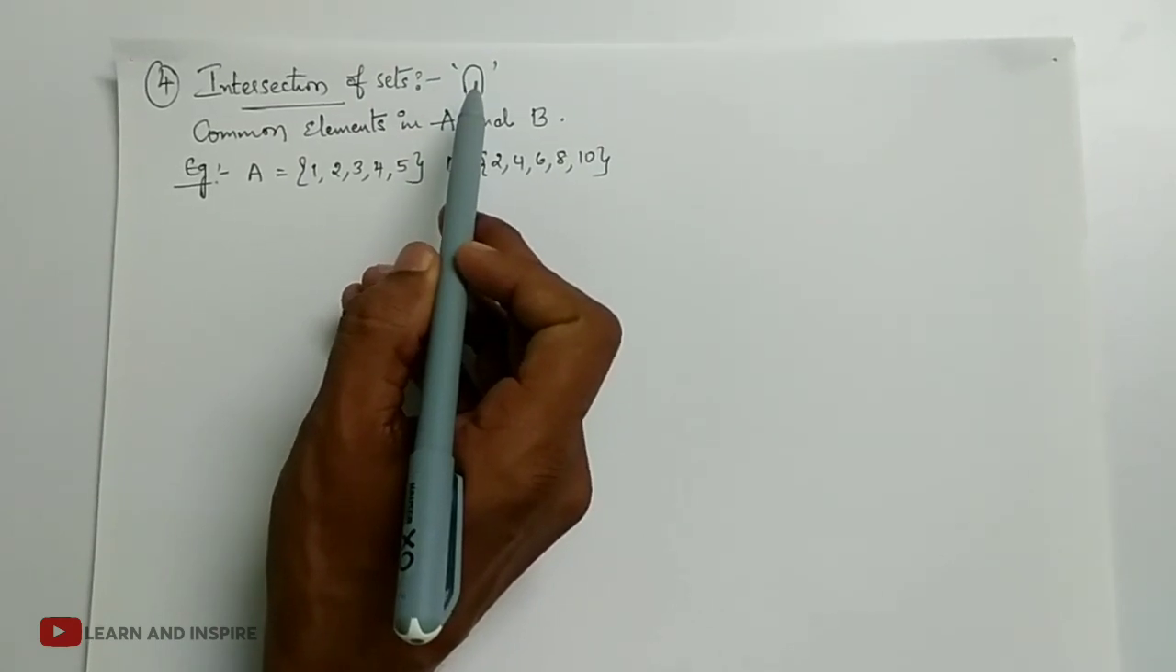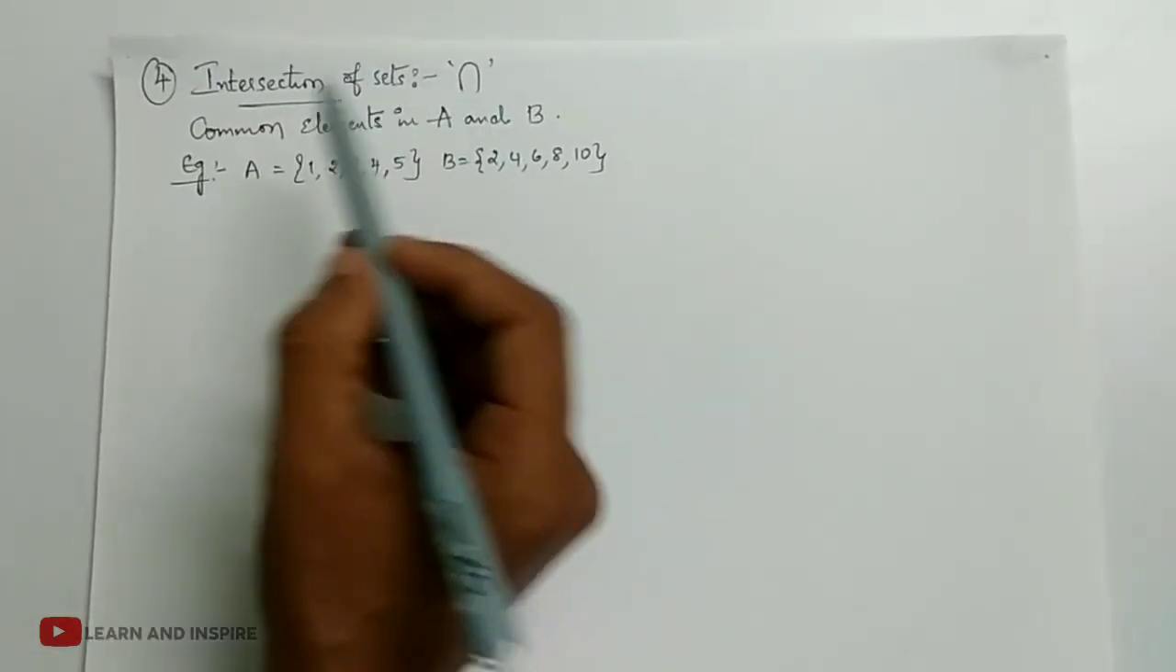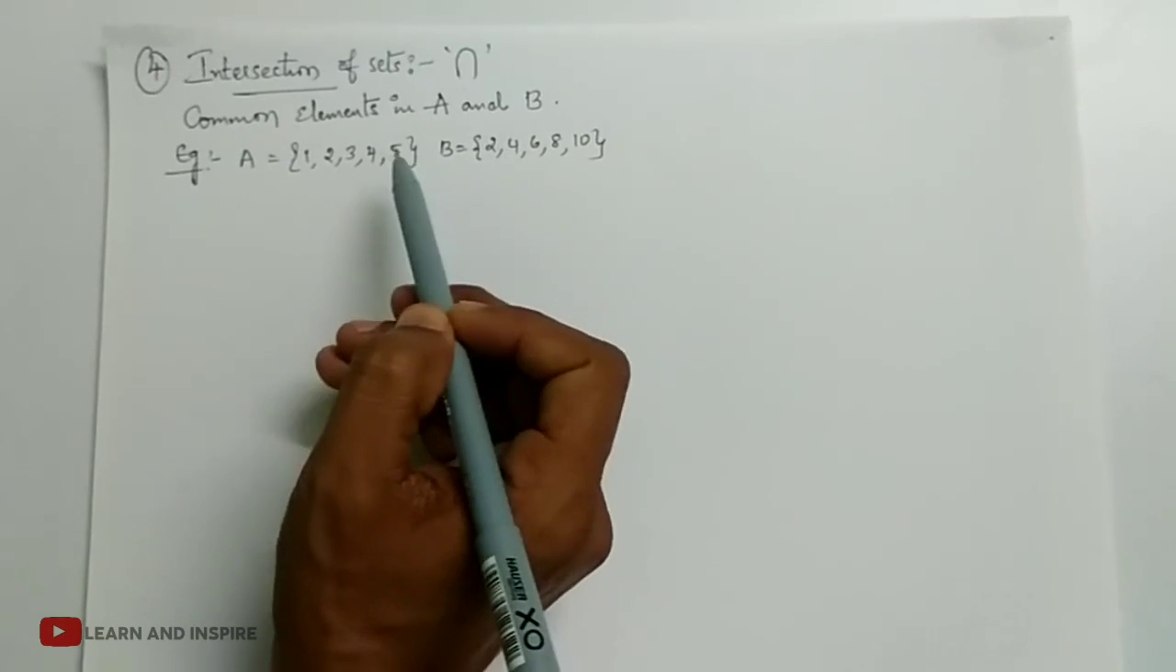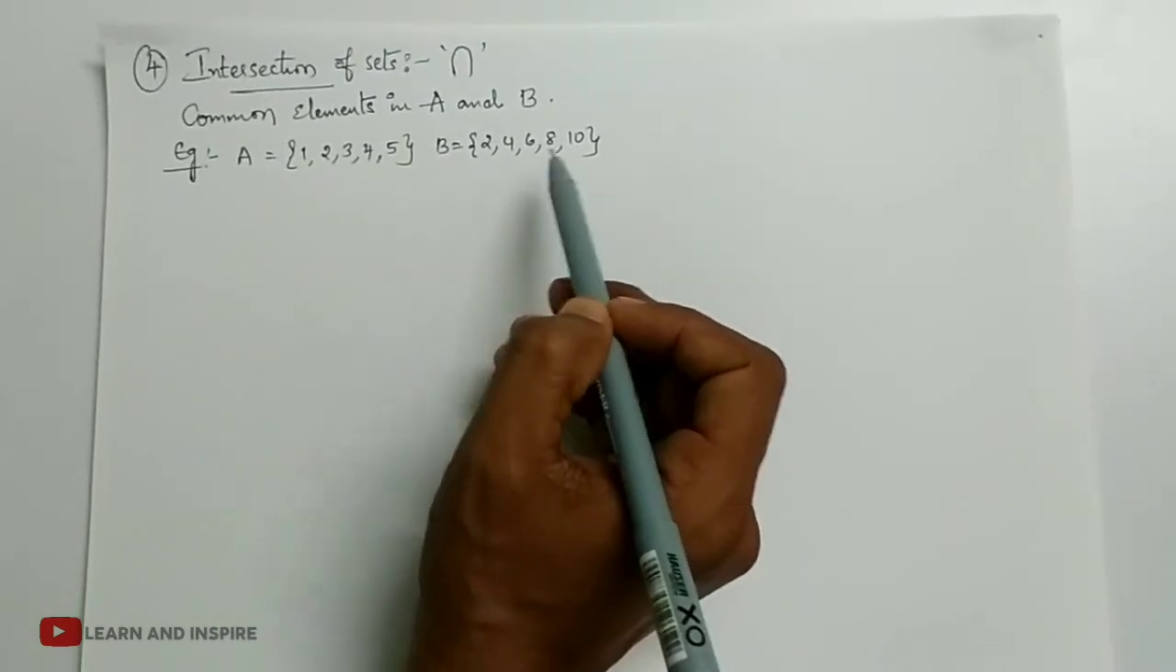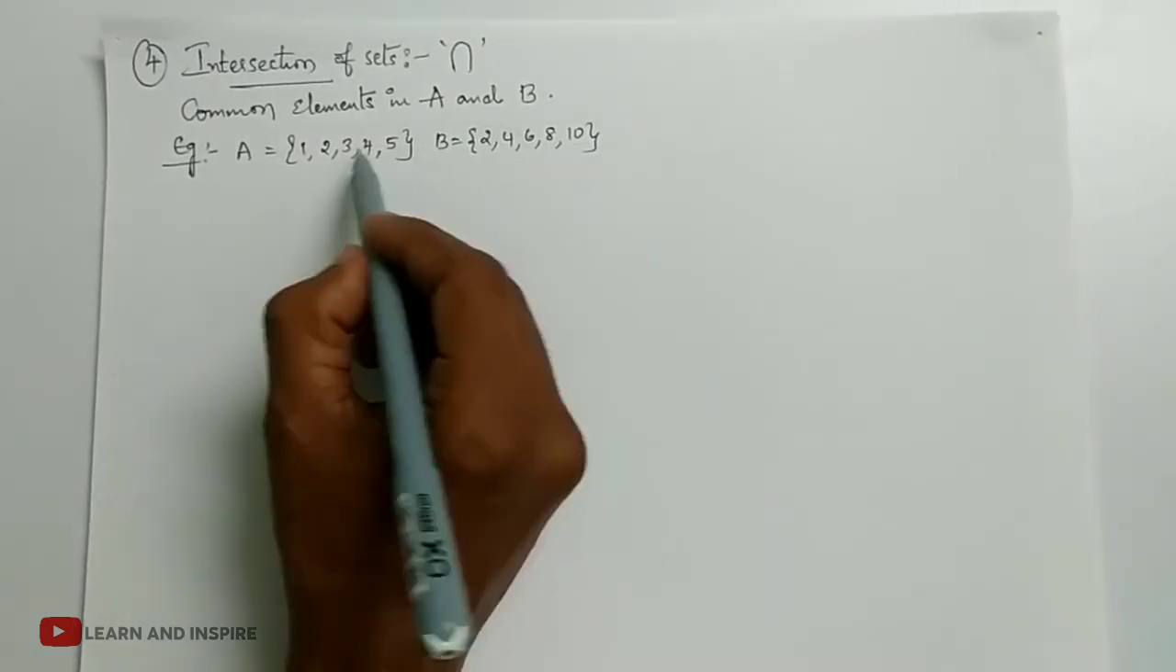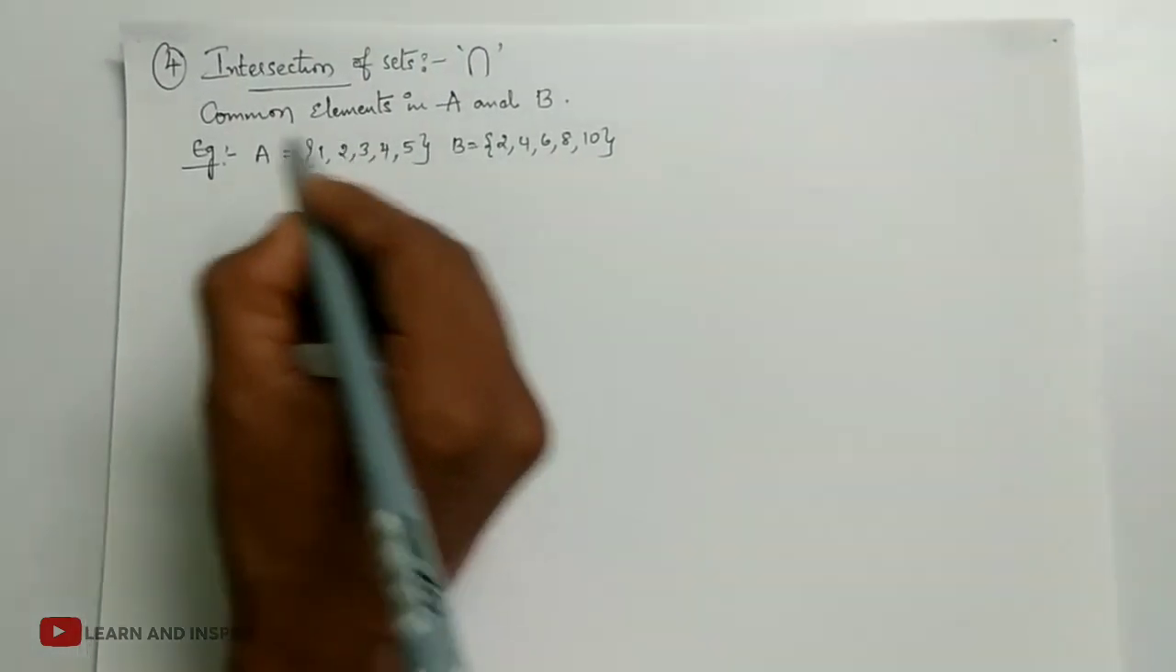So this is the symbol we use for intersection of a set. Now we have to find the intersection of sets from the given two sets. A is equal to 1 2 3 4 5, B is equal to 2 4 6 8 10. So what are the common elements from set A and set B?